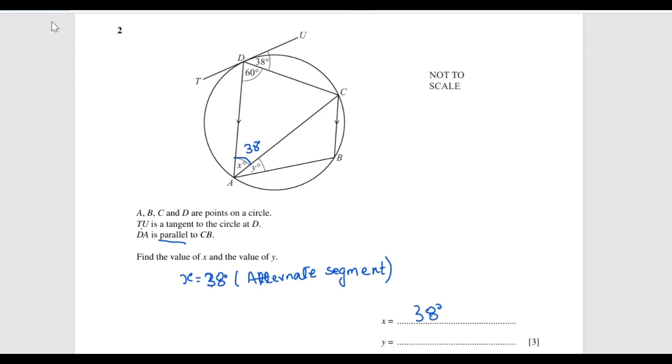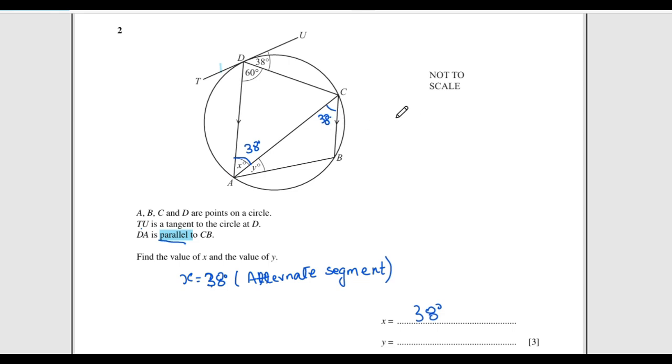To get y, let me see what we can do. Yes, okay, again the hint was already given by the question: parallel. So we can see how it works. I can say if this angle is 38, this angle is also 38. But why? Because this angle and this angle are alternate angles of each other.